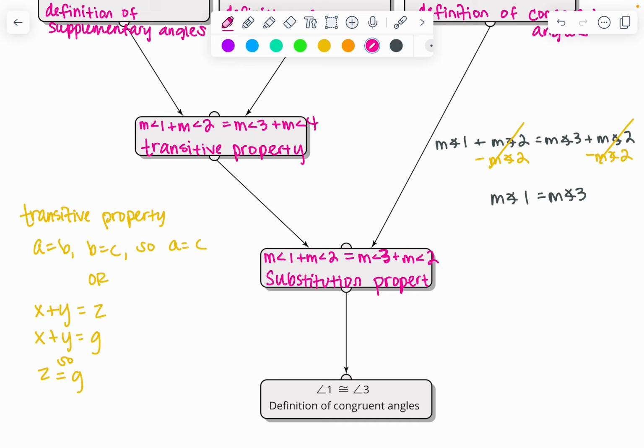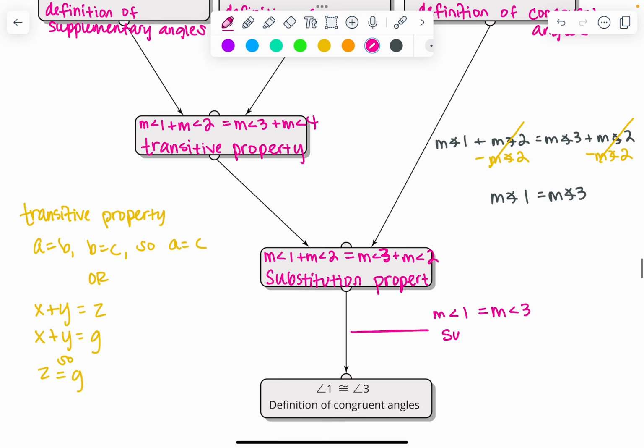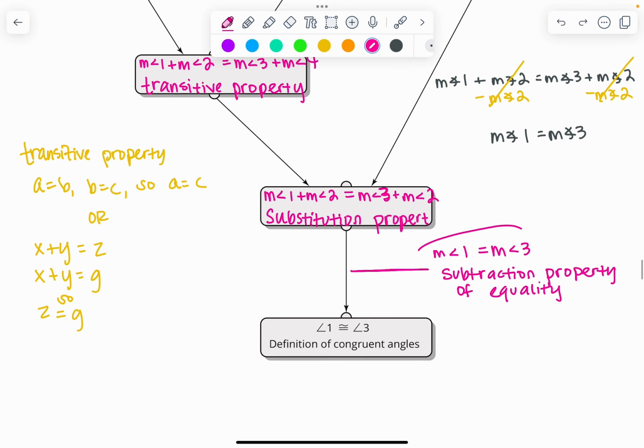I'm going to write that down a little bit more concisely. The measure of angle 1 equals the measure of angle 3 by the subtraction property of equality. Once we're there, we are pretty much done, because to go from equal to congruent, we just use the definition of congruent angles.